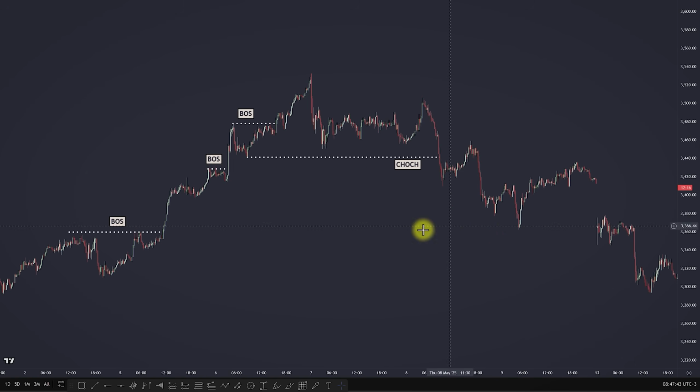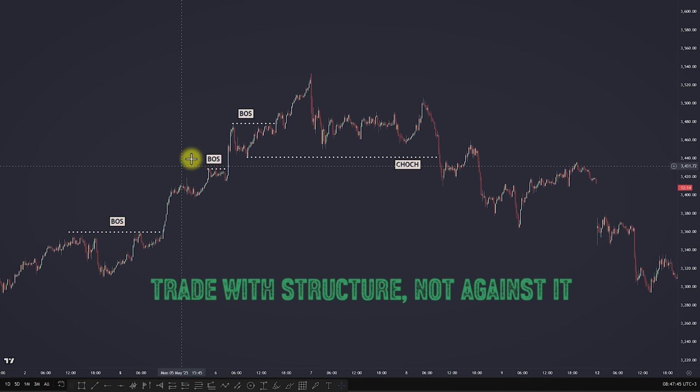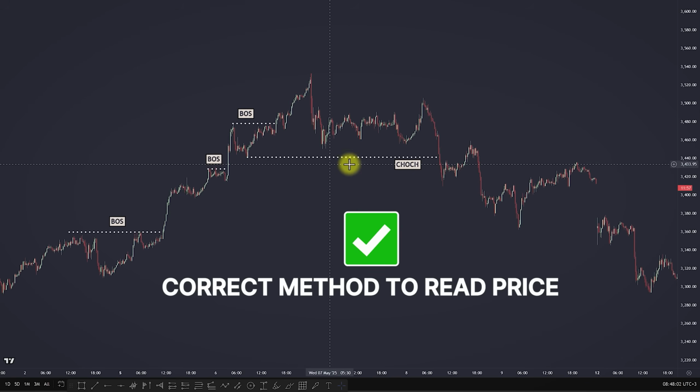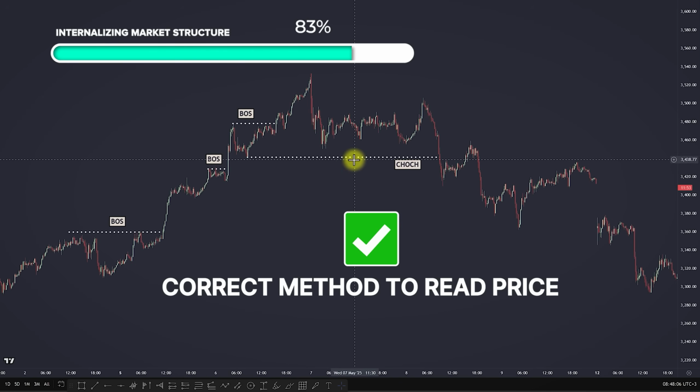Here's the key insight. You want to trade with the structure, not against it. In a trending market with clean break of structure patterns, you look for entries in the direction of the trend. But when you start seeing change of character patterns, you either take profits or step aside. This is how you read the market's intentions while everyone else is guessing. Most traders spend months figuring this out. You just learned it in 2 minutes.